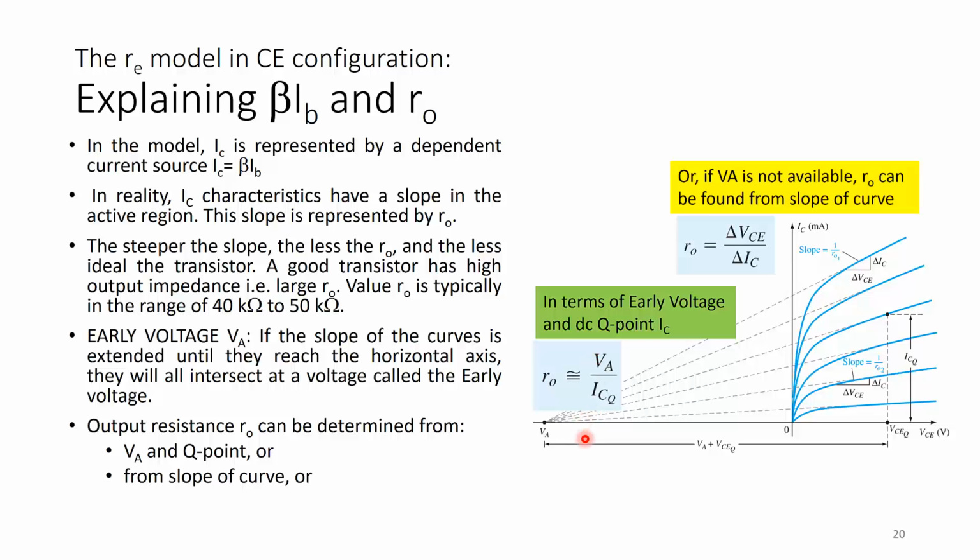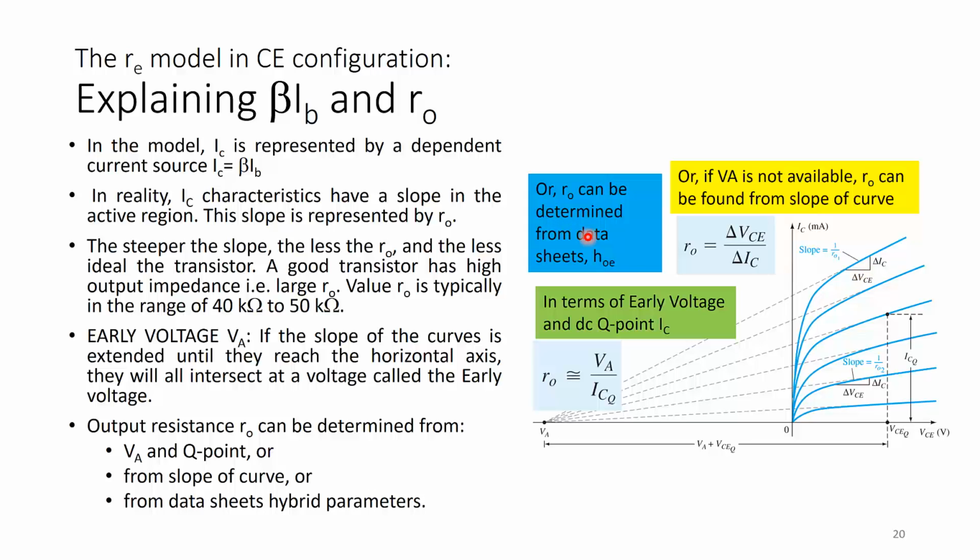Or you can find it from the slope of the curve itself without going all the way down to the early voltage. If the early voltage is not available, Rout can be found from the slope of the curve here, or Rout can be determined from the data sheet's H parameters, hybrid parameters. Usually, if it's not given in the question, then the plot will be given, or the value of the early voltage is given.